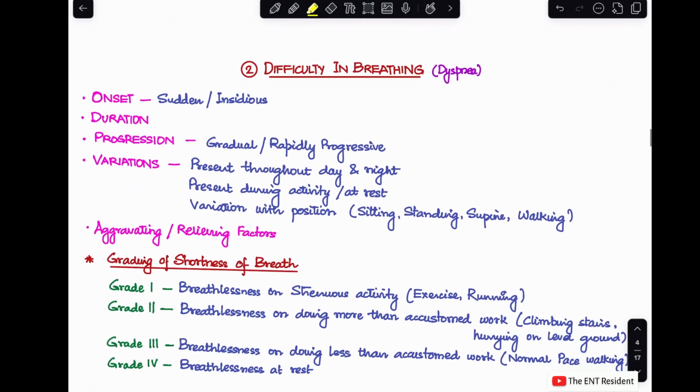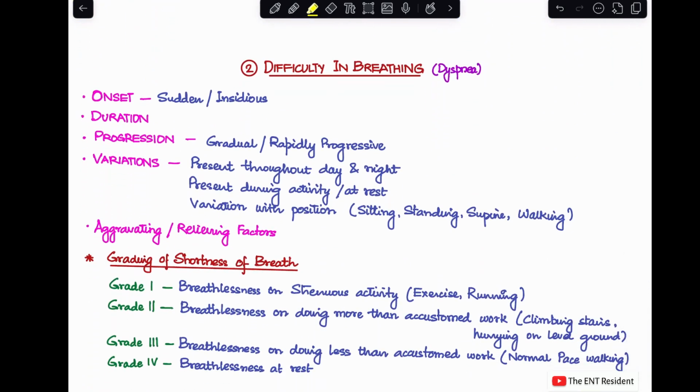Next, we move on to the second chief complaint, which is difficulty in breathing, also known as dyspnea in medical terms. You ask whether it is a sudden onset or an insidious onset, how long it has been present for, and how it is progressing. Is it gradually, very slowly progressing, or is it rapidly progressing, or is it leading to noisy breathing? What are the variations? Like, does it change throughout the day and night, or is it constant?